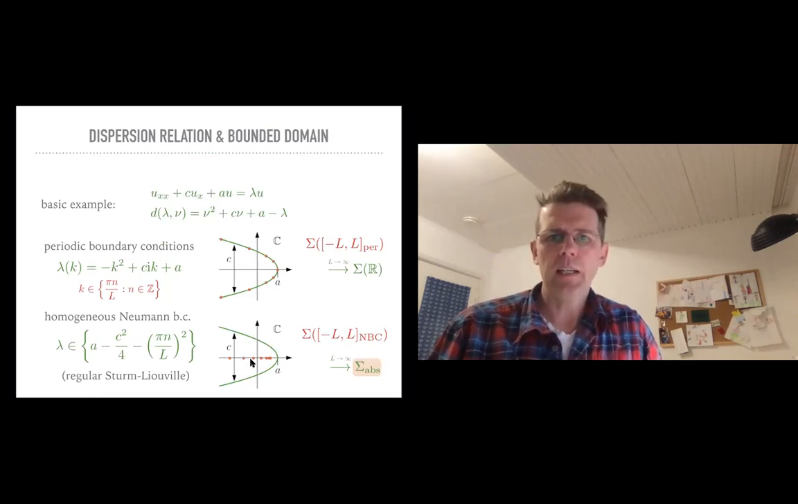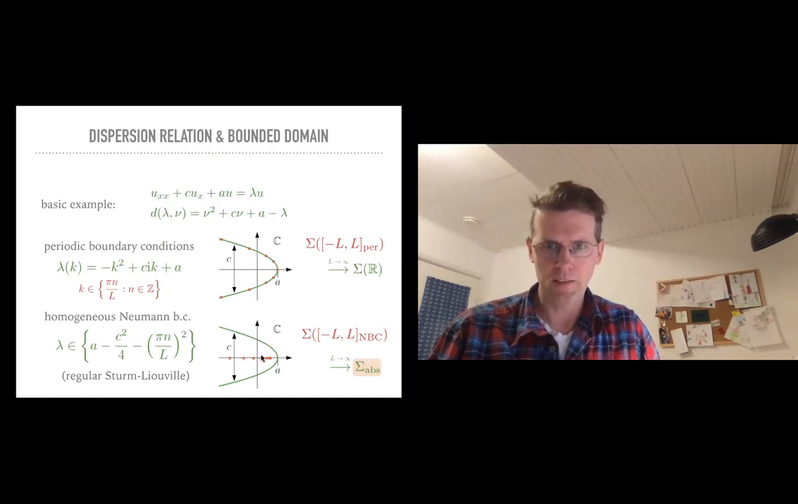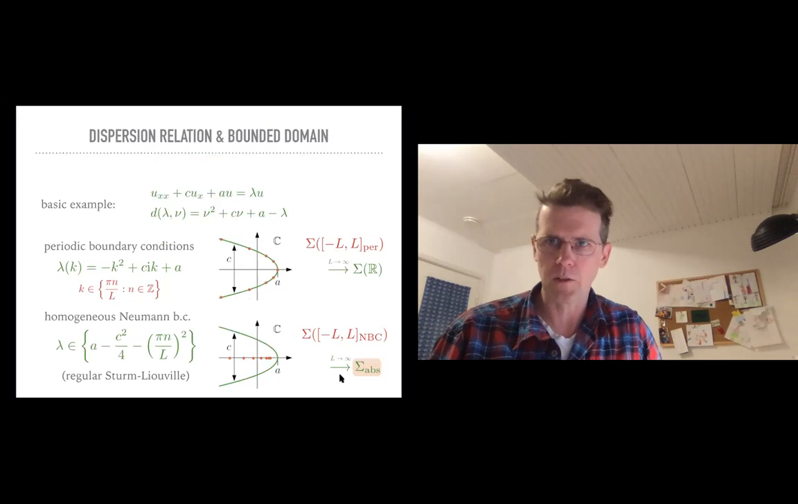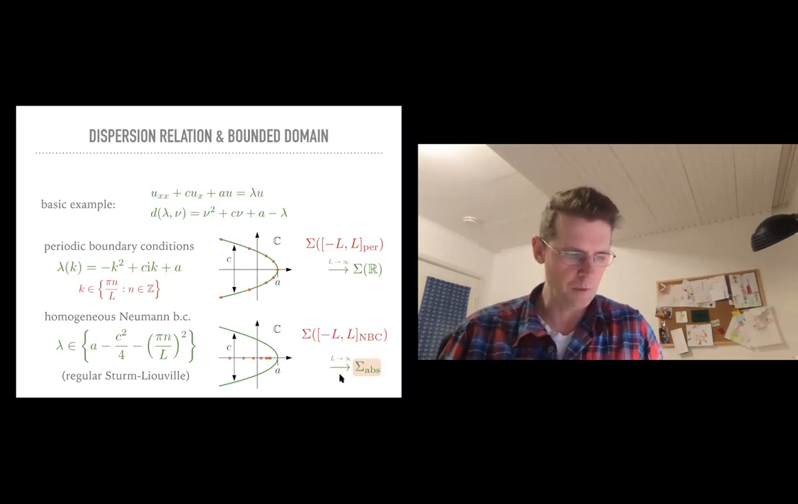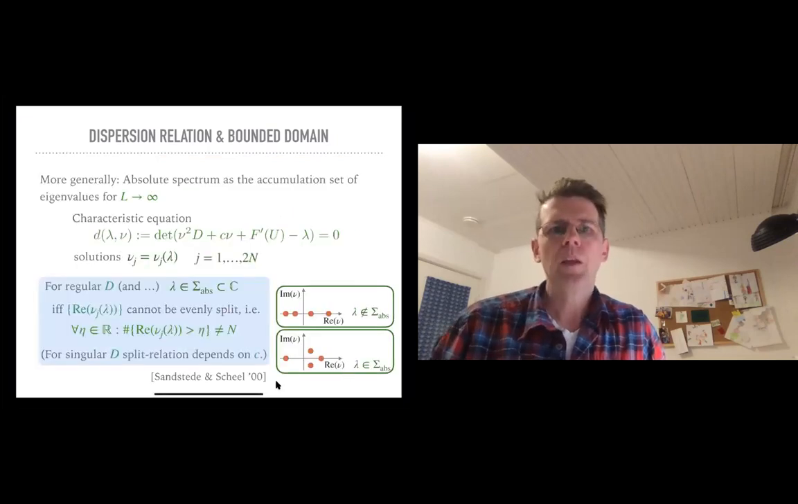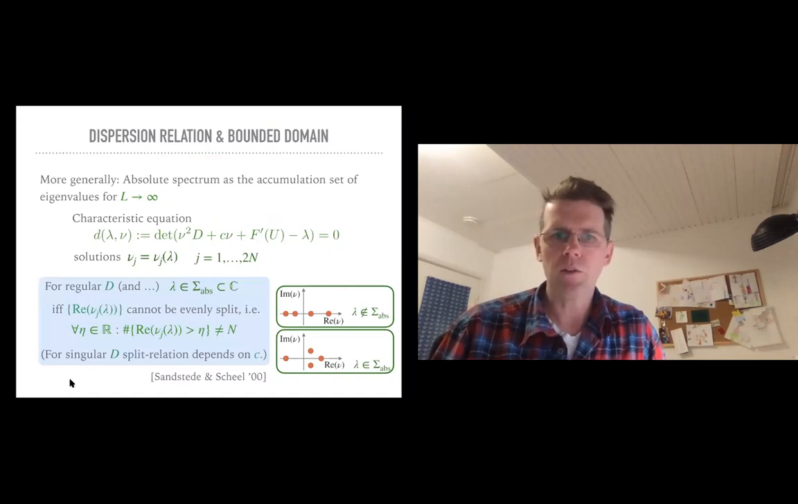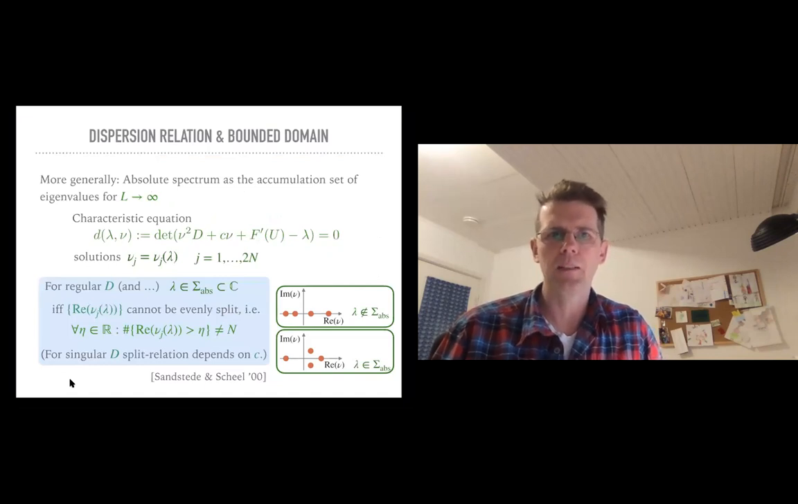So that already indicates accumulations. Both of them, of course, give accumulations. Here it is slightly different. And the accumulation set in this case is in fact the associated absolute spectrum. So here we already can identify this absolute spectrum I've mentioned before. Now, more generally, this also works. The difficulty is to characterize this accumulation set. So if we just take the absolute spectrum as the accumulation set of eigenvalues, we can characterize it as follows.